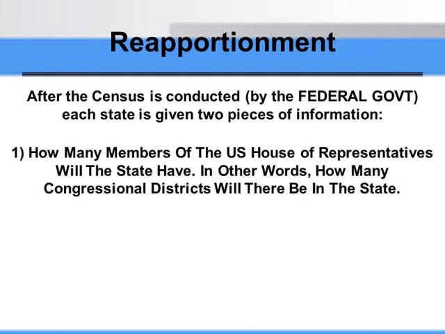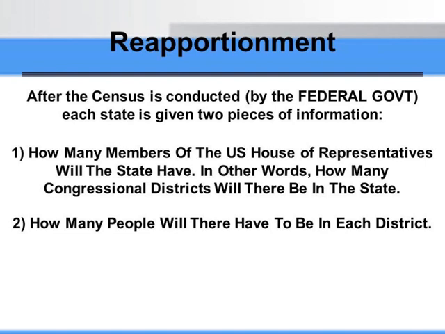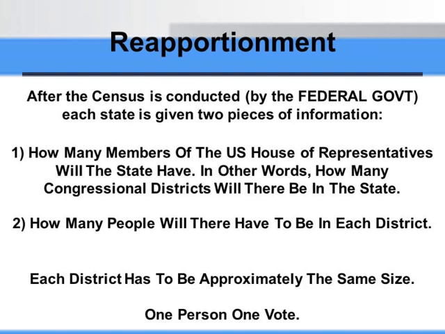After the census is done, each state is given 2 pieces of information based on the reapportionment process. First piece of information they get is how many members of the United States House of Representatives their state will have. The second piece of information that they're given is how many people will be in each district. In other words, how many citizens have to live in each of the U.S. House of Representative districts that you create. And it's important that each district be approximately the same size because we want to make sure that we get as close to the one person, one vote concept in this country as possible.